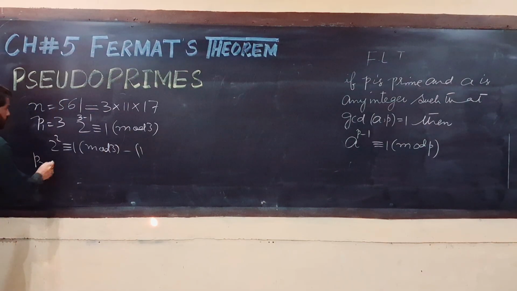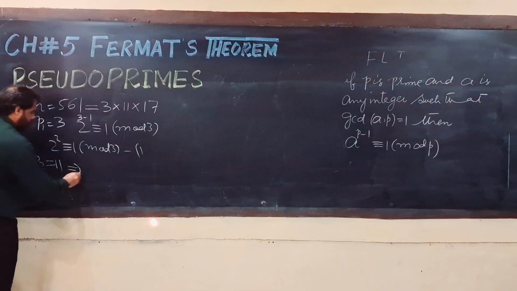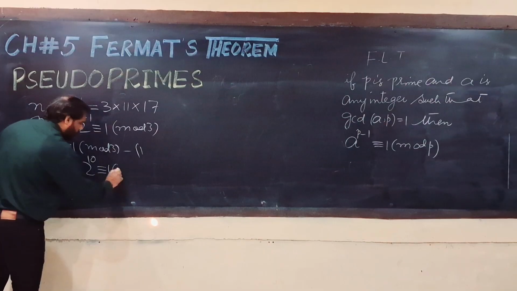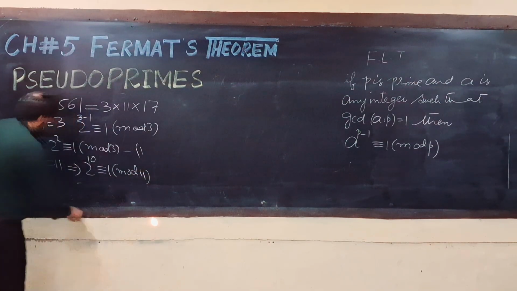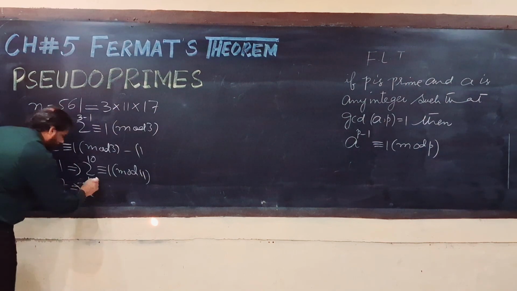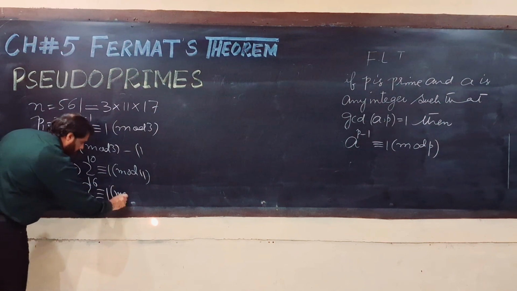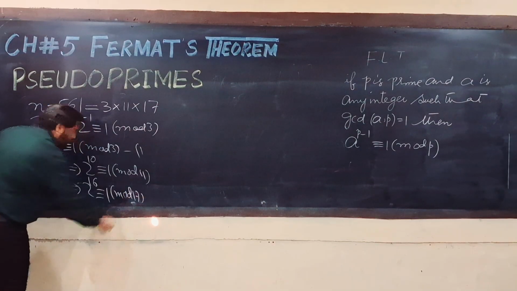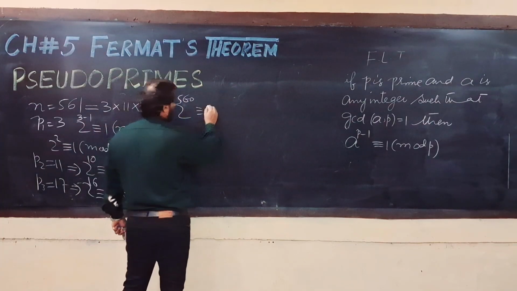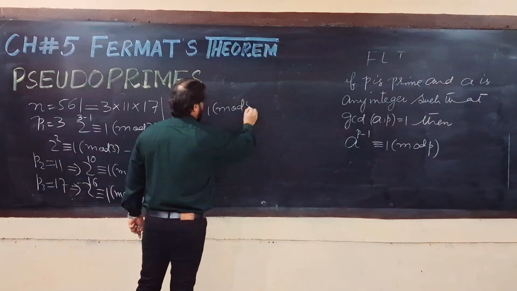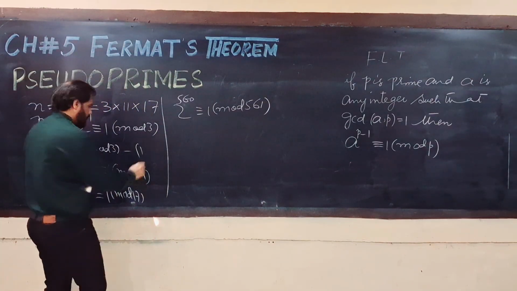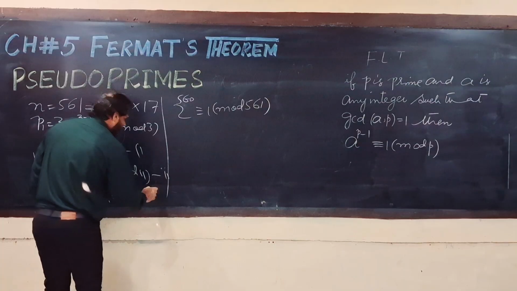When p2, the second prime number, is 11, after applying Fermat's Little Theorem this becomes 2 raised to power 10 is congruent to 1 modulo 11. Similarly, when you take the third prime p3 equal to 17, this becomes 2 raised to power 16 congruent to 1 modulo 17. Now what I have to show? I have to show that 2 raised to power 560 is congruent to 1 modulo 561 here. So consider 2 raised to power 560 for all of these congruences 1, 2 and 3.